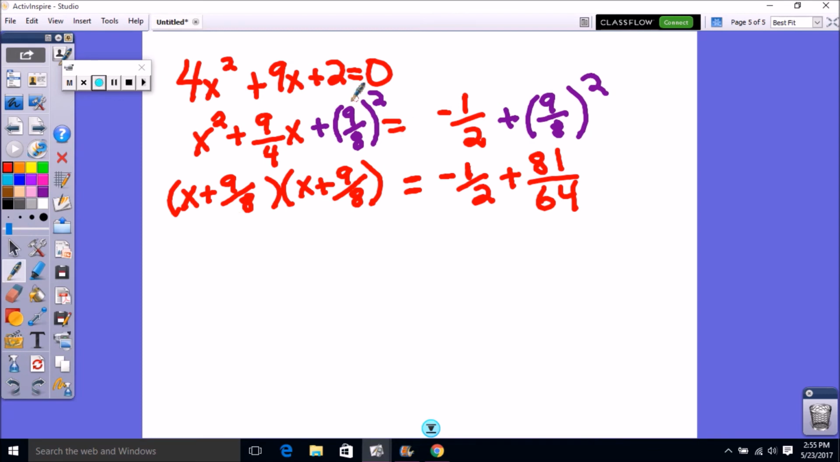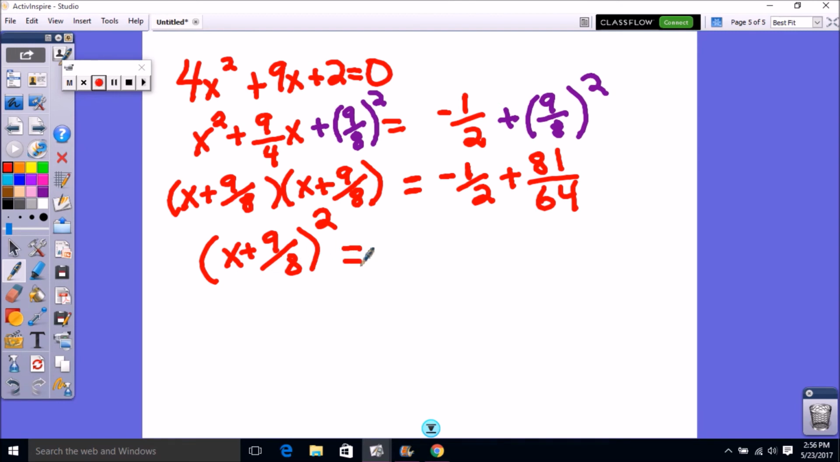Okay, but remember, I don't need to square it on the left-hand side because I'm breaking it right back out to factors. Okay? This becomes x plus 9/8 quantity squared. It's what's called a perfect square trinomial. The same thing is in both sets of parentheses. That's why it's called completing the square. We're making this left-hand side a perfect square trinomial.